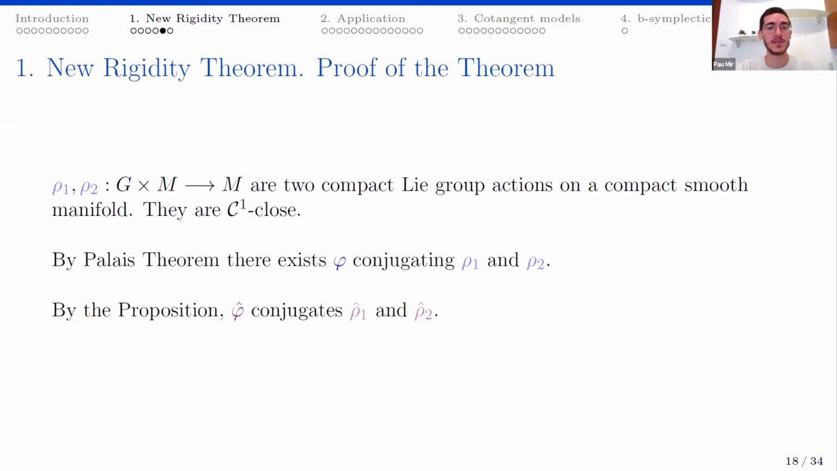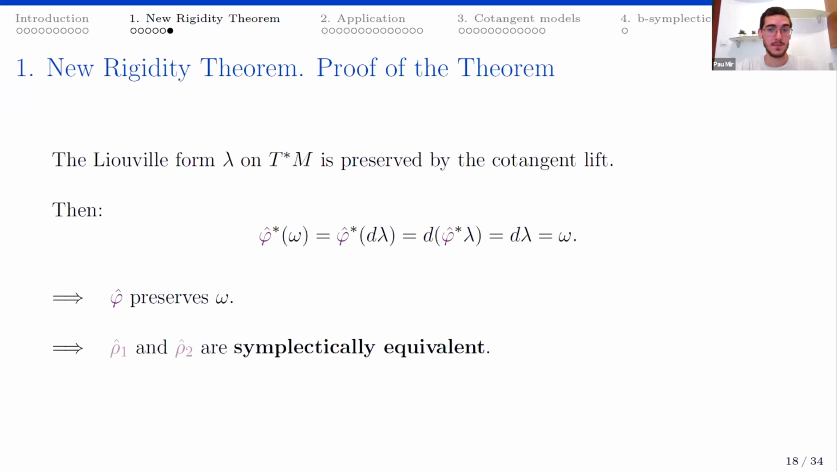So we have to see that it preserves the symplectic form, which is true, since the symplectic form is the differential of the Liouville one-form, and in this case, the pullback and the differential do commute. So this diffeomorphism of the cotangent bundle, apart from conjugating both actions, preserves the symplectic form. So we can say that this action is rigid, or in other words, that ρ1 and ρ2 have cotangent lifts which are symplectically equivalent.